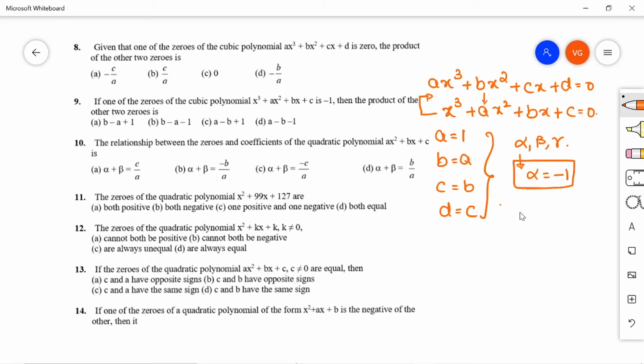So I am taking alpha is equal to minus 1. And they are asking you to find out the product of the other two zeros, that is beta multiplied by gamma. Now let us find out. We know the product of the zeros, alpha multiplied by beta multiplied by gamma, is equal to minus d by a. So if you substitute alpha is equal to minus 1 here, minus 1 into beta gamma is equal to minus d, means minus c by a.